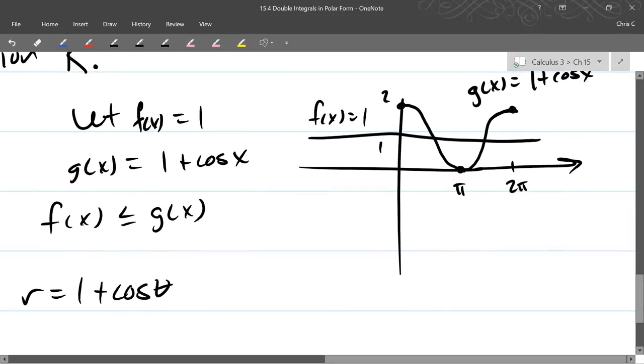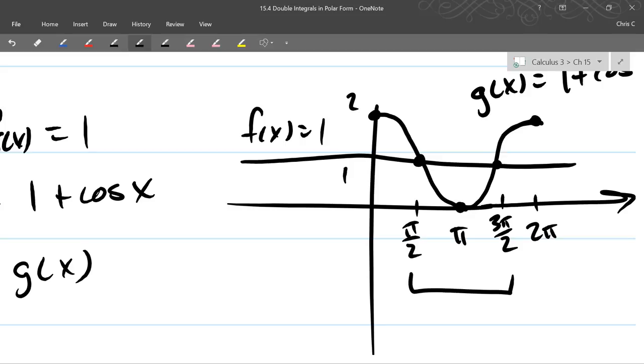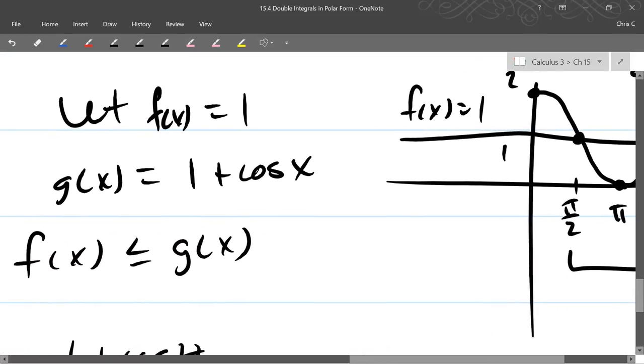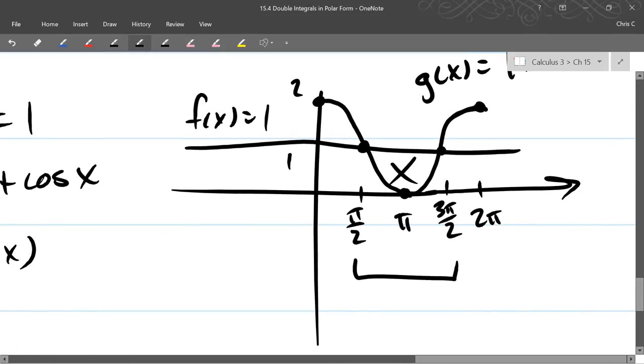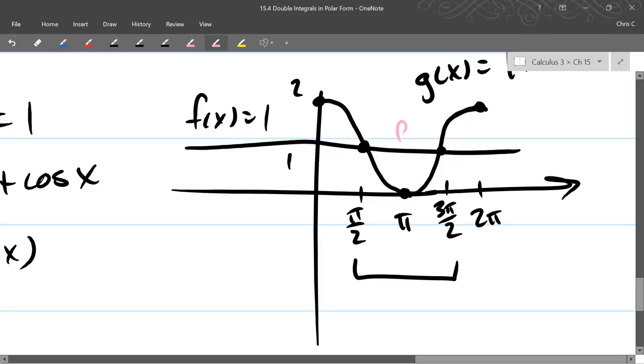All right, when is f less than or equal to g? So I better be a little more careful, so I need pi over 2. So between pi over 2 and 3 pi over 2, which function's on top? F or g? F. So I want to know, when is f less than g? So I specifically don't want that region right there, because the functions are in the wrong order. Does that make sense? We got f on the top, g on the bottom. So we got f here, g is down there, so f is above g. That's not good. So we don't want that region.